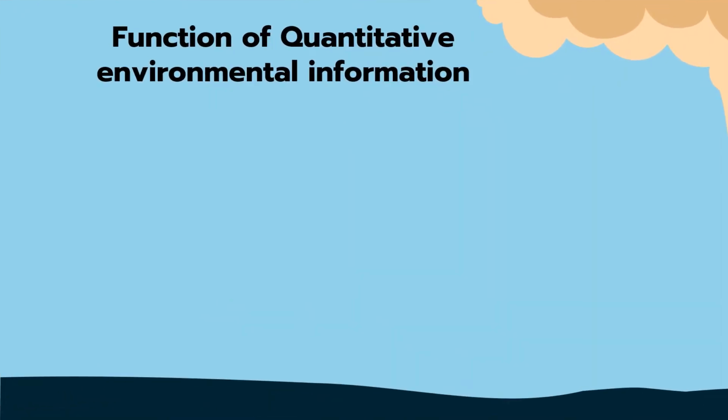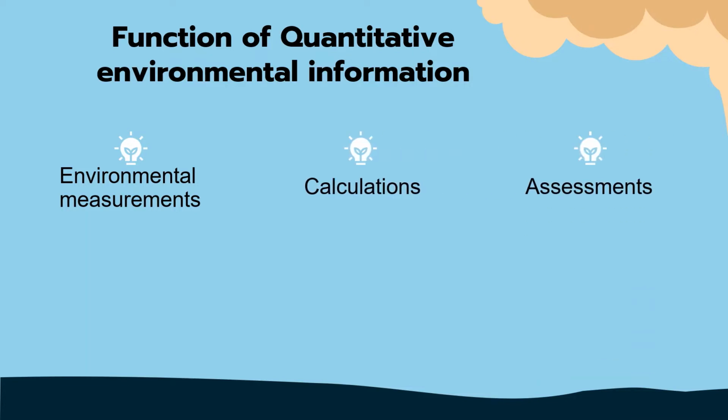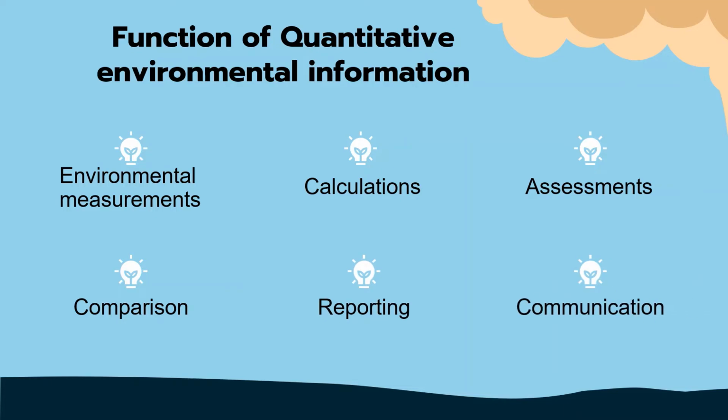But what is the function of quantitative environmental information in ISO 14033? Let's talk about its function first. Quantitative environmental information will be environmental measures, and then it will calculate an assessment. It also will do the comparison, reporting, and communication of the quantitative environmental information.